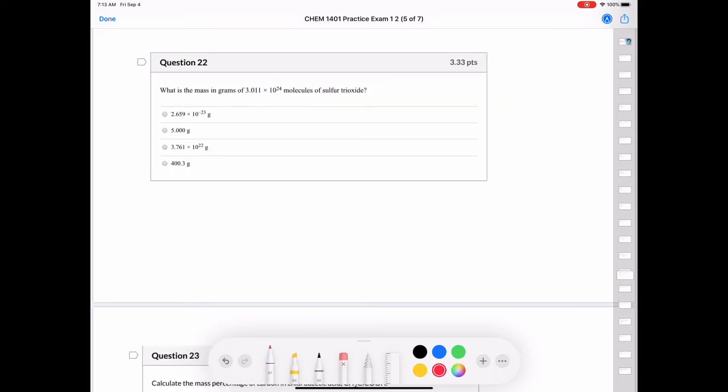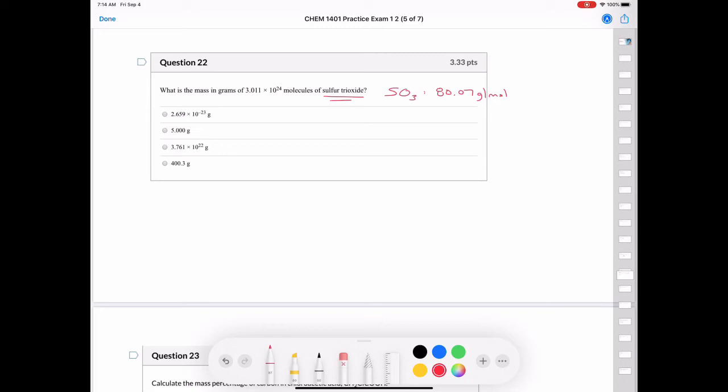Number 22, what is the mass in grams of 3.011 times 10 to the 24 molecules of sulfur trioxide? Well, if we want to get the mass in grams of sulfur trioxide, we're going to have to find its molar mass at some point. So sulfur trioxide is a covalent compound. It consists of 2 nonmetals, sulfur and oxygen. So we have 1 sulfur and 3 oxygens. I've already gone ahead and tallied up the mass of that, and it is 80.07 grams per mole for sulfur trioxide.